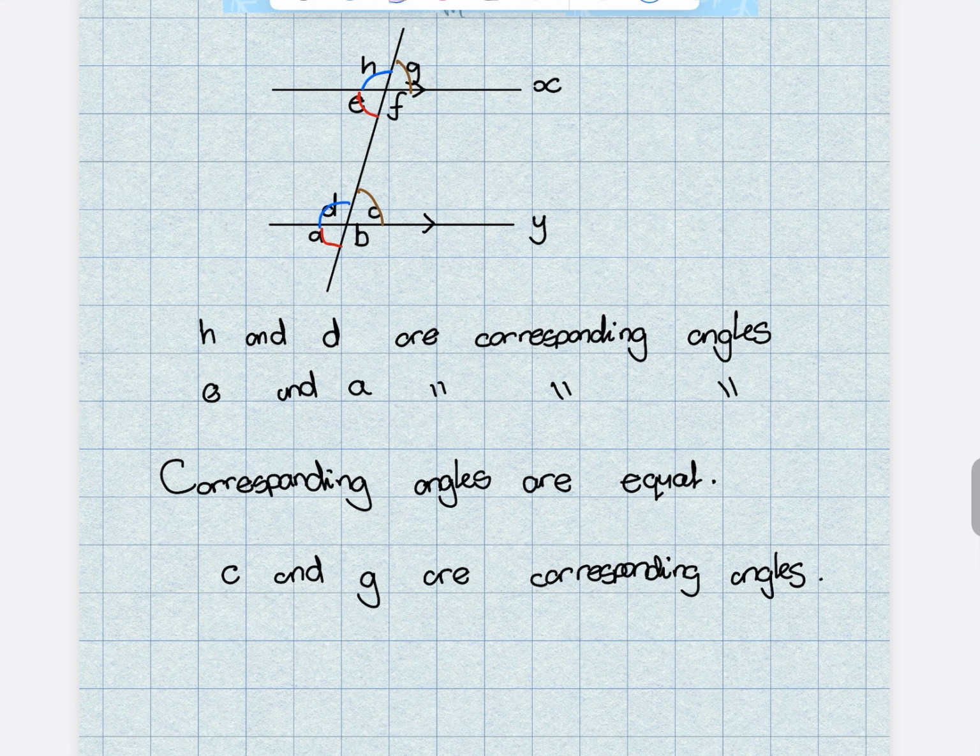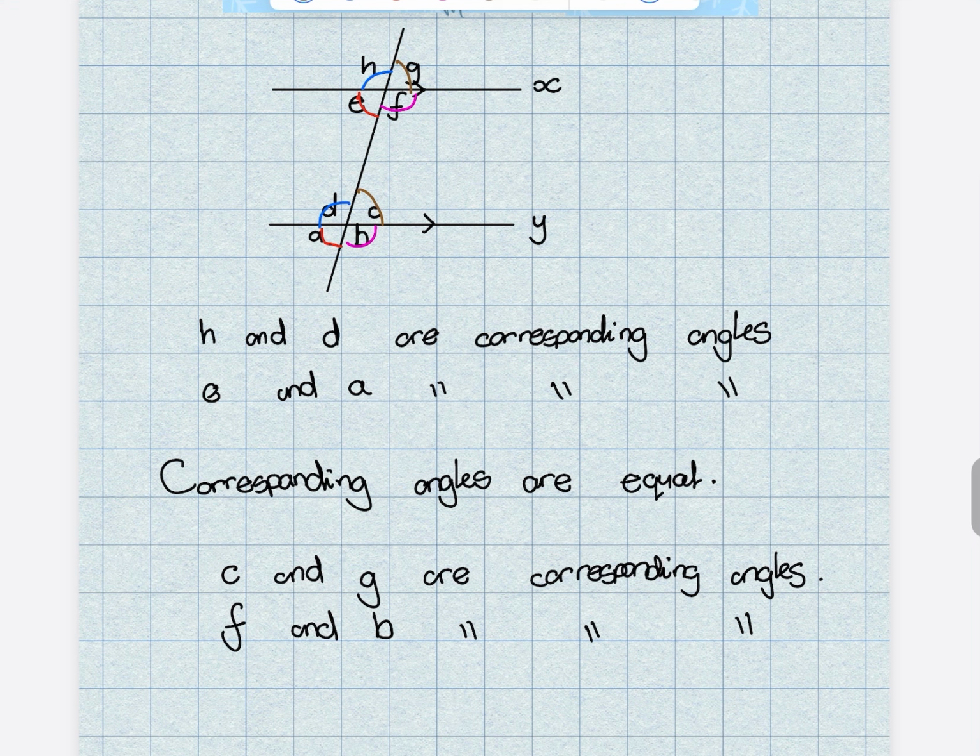I think now you can see what's happening, what we're talking about, right? F and B. So F and B are corresponding to each other. F and B are corresponding angles. So meaning that these angles which are corresponding to each other, they will be equal to each other.